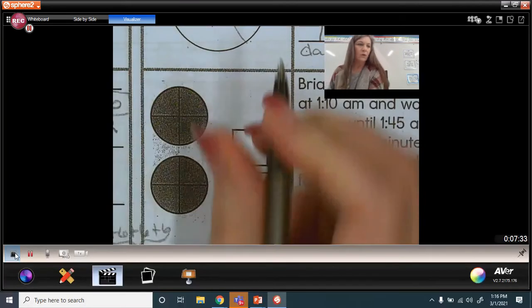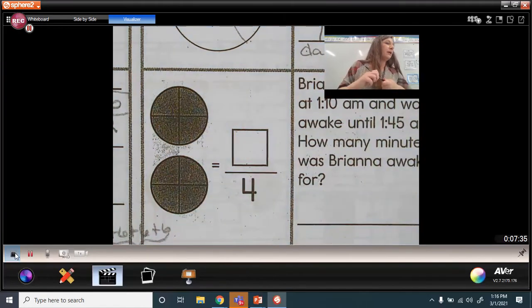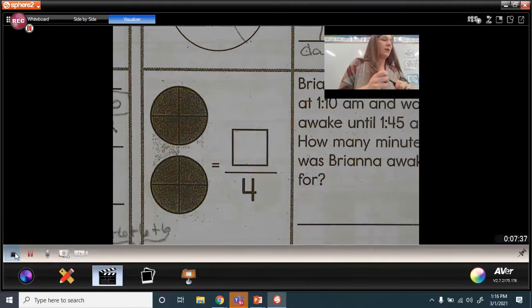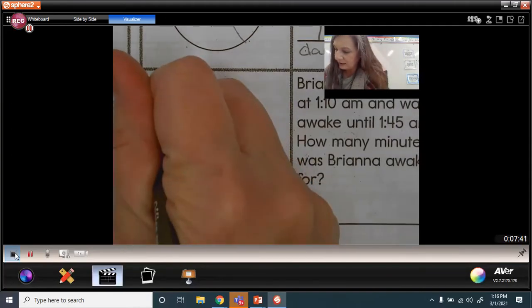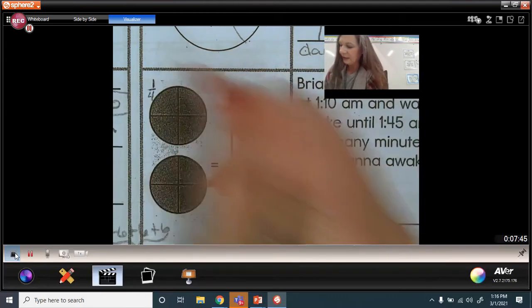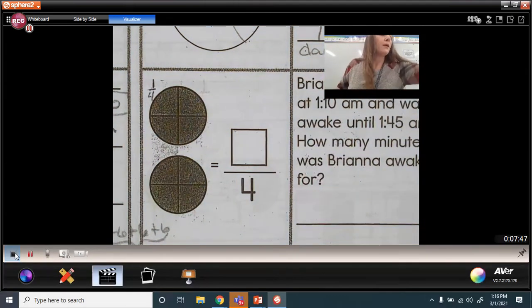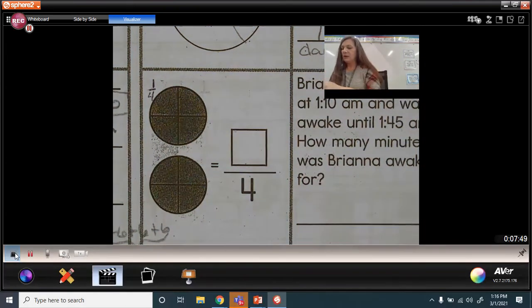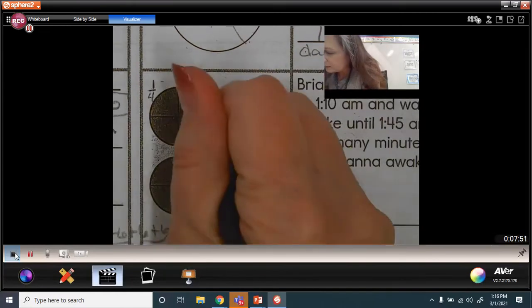And each whole is broken up into 4 equal pieces. So each one of those is 1/4. So I guess I'm going to have to do it out here on the side because these are hard to write in, and the pens that we have aren't working. So let's do it this way.